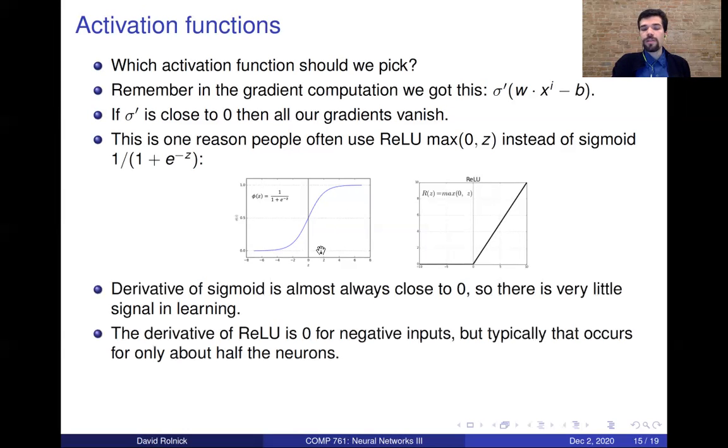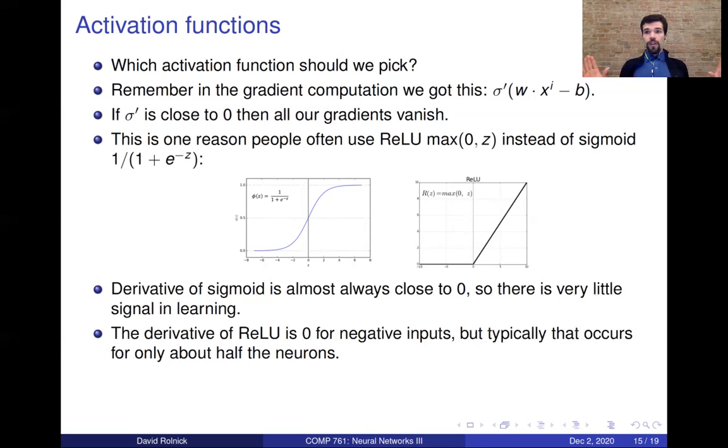You basically want something where a significant amount of the time the derivative is non-zero. Now for ReLU, if you calculate the derivative, it's 0 up until you get to 0, and then it's 1, because ReLU is just the max of 0 and z. And the derivative is not defined here, but there's 0 probability that you actually hit this cusp point.